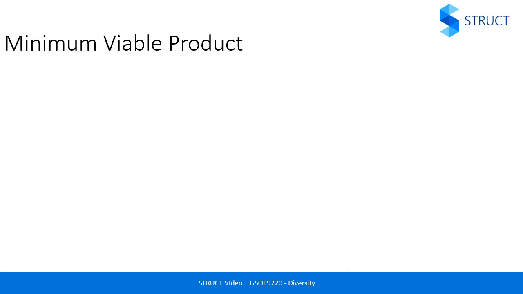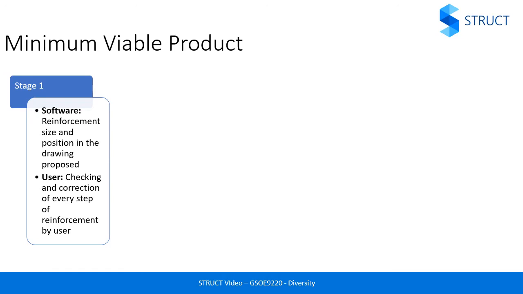Let's introduce the minimum viable product. The minimum viable product in stage 1 has sufficient features to satisfy the customer's needs. It can provide satisfactory output and the interaction between user and software. Struct will show the proposed reinforcement size and position in the drawing and display a prompt to ask the user's agreement for every step of reinforcement.